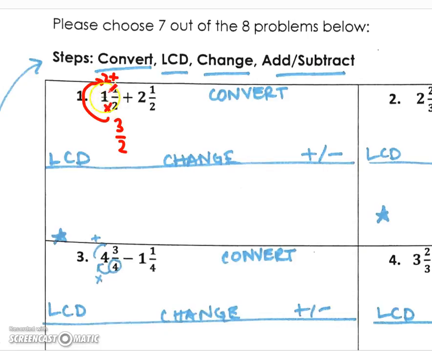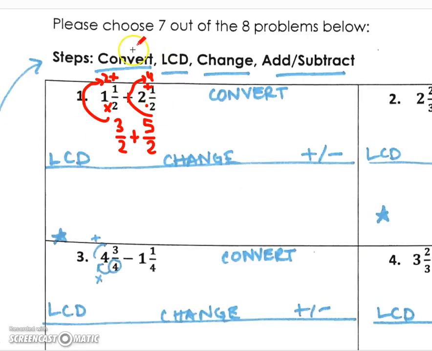Okay, so we just converted the first mixed number, so now I'm going to do the same thing to the second one. And again, I'm going to go around the world here. 2 times 2, well, that gives me 4. And then 4 add 1 is going to give me 5. Again, the denominator stays the same. So now my problem looks like this. 3 over 2 plus 5 over 2.